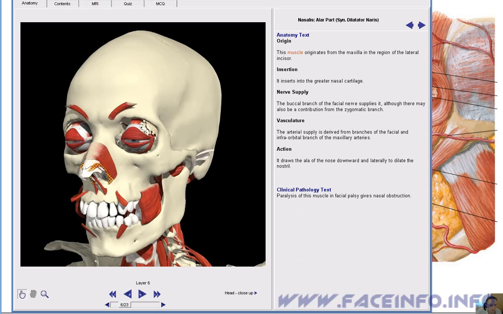And this is the alar part of nasalis. This muscle originates from the maxilla in the region of the lateral incisor and inserts into the greater nasal cartilage. It draws the ala of the nose downward and laterally to dilate the nostrils.